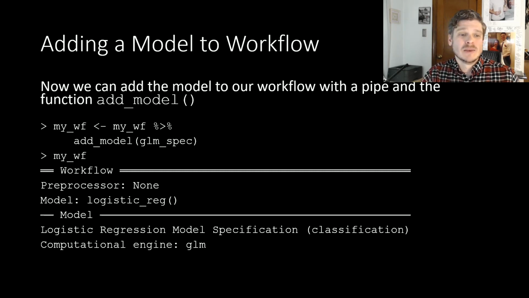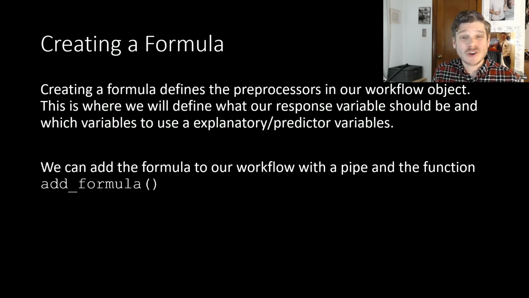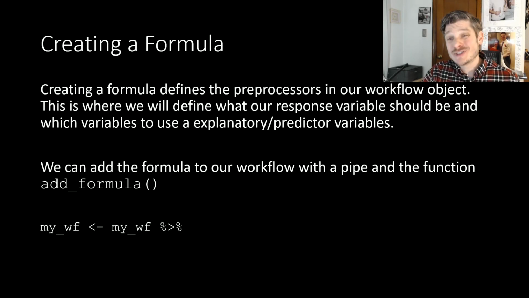Now that we did the model part, we have to do the preprocessor part, which is also called creating a formula. The formula defines our preprocessor, which is what our response variable should be and what our explanatory and predictor variables should be. And we're going to add this to our workflow with the pipe and the function add formula. Again, we're going to overwrite the original workflow.